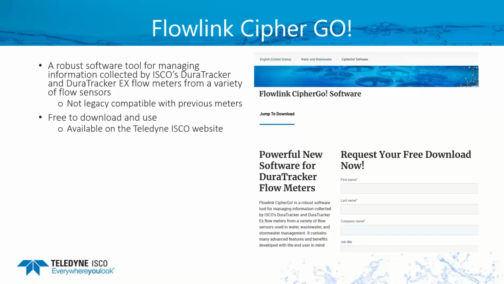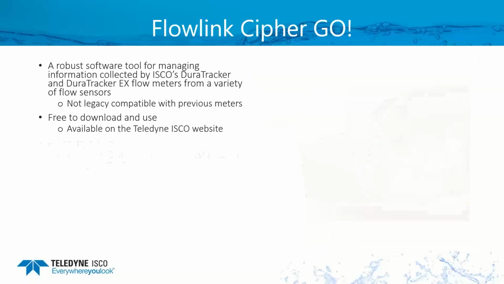Some more good news about the software though is it's free. It is free to download from our website. So if you go to our ISCO software download and where you download your firmware, there's a location there to click on to get Cipher GO downloaded. Now we do have a little form there for you to fill out your name and company name, things like that for contact information. But other than that, once you click on that, it downloads the software and you're good to go.